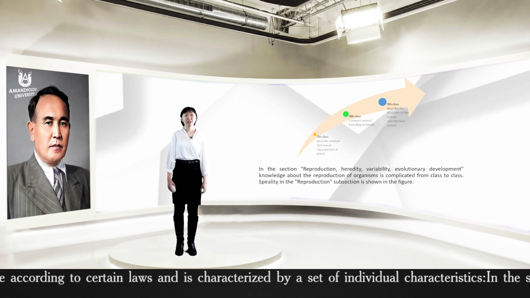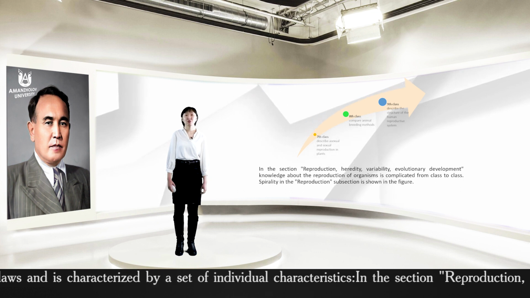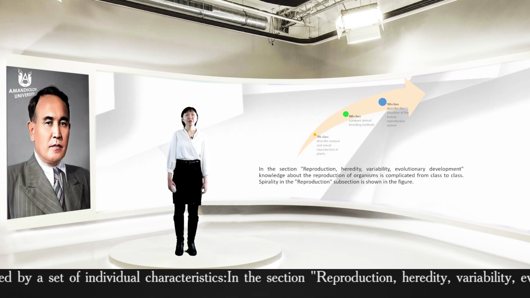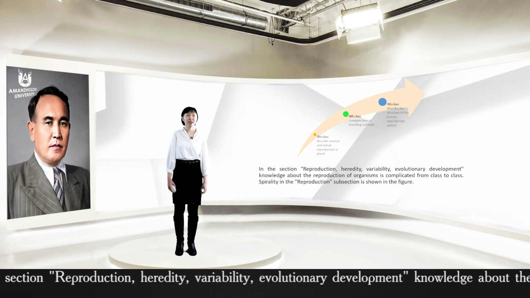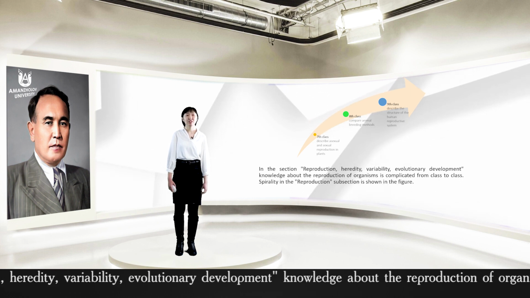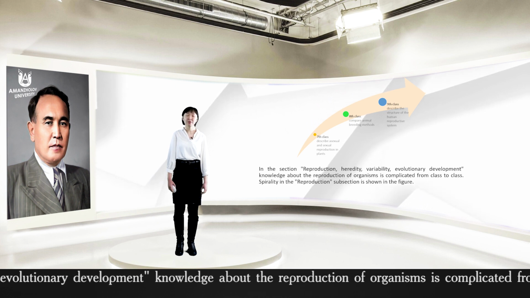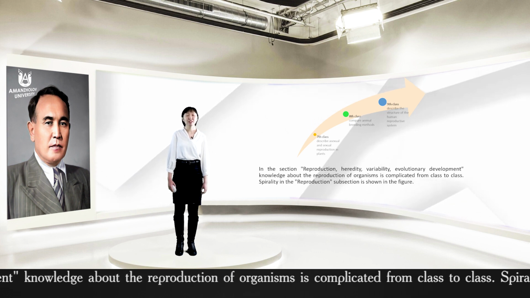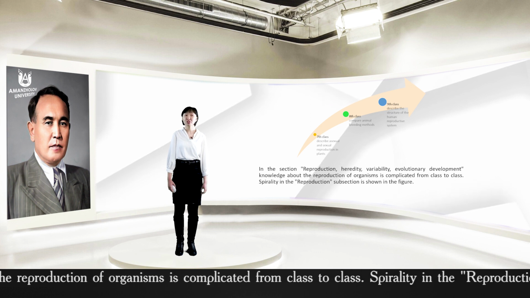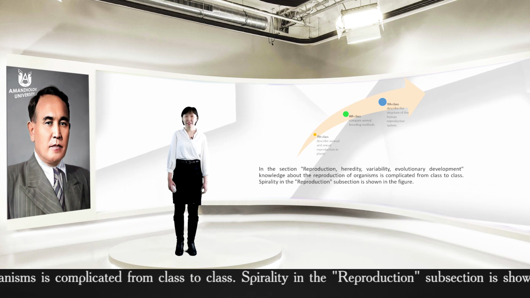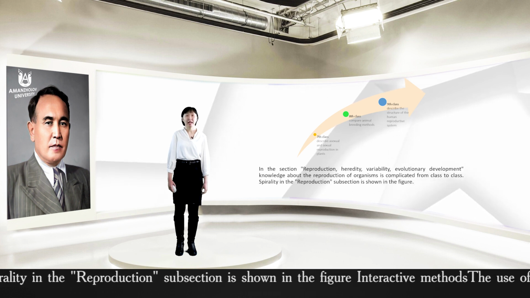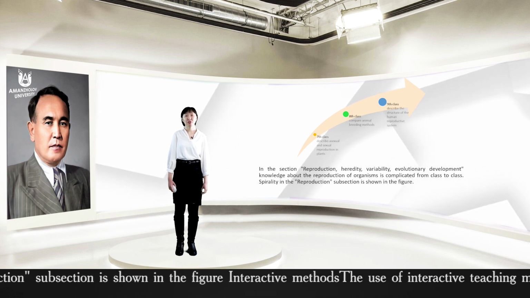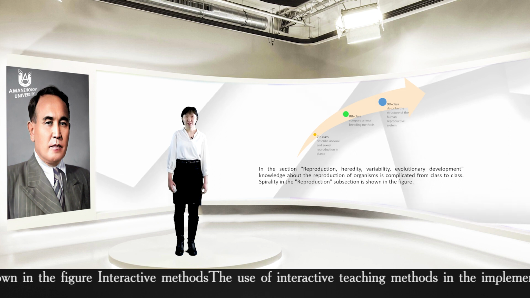In the section Reproduction, Heredity, Variability, Evolutionary Development, knowledge about the reproduction of organisms becomes more complex from class to class. The spirality in the reproduction subsection is shown in the figure. So, in the 7th class, schoolchildren have to describe asexual and sexual reproduction in plants. In the 8th class, compare animal breeding methods. And in the 9th class, describe the structure of the human reproductive system.